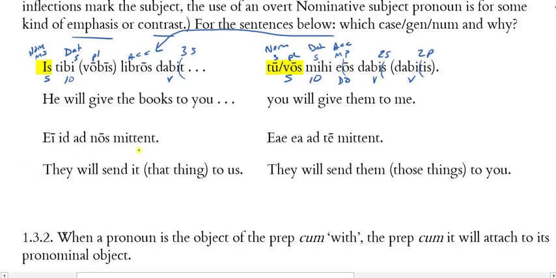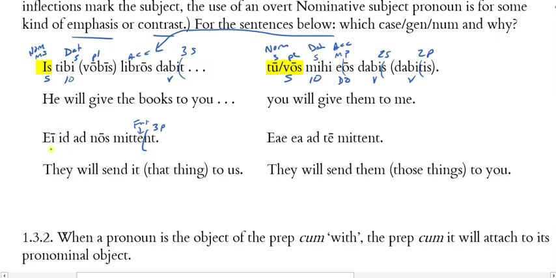Ei id ad nos mittent. Let me say that. Okay, so they will send it, or that thing, to us. So there's my verb mittent. That's a third plural personal ending, you can see. It's future because mitto is a third conjugation, and I've got the e here, so that makes it future, just to clarify that verb form.